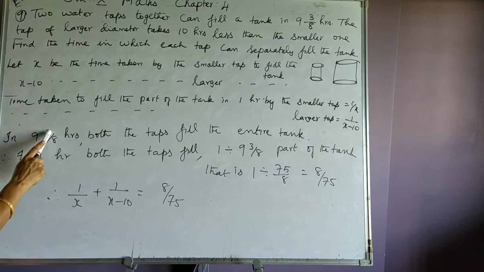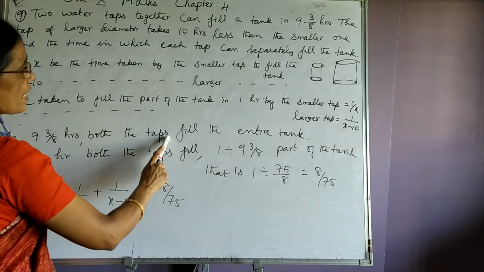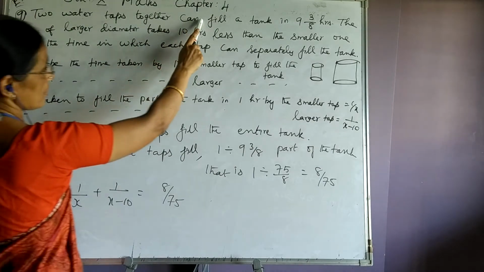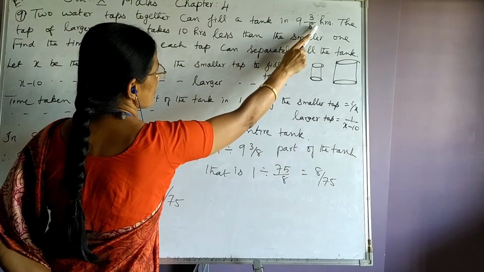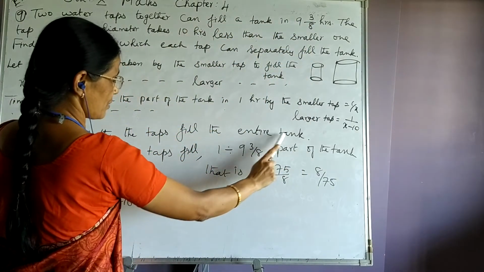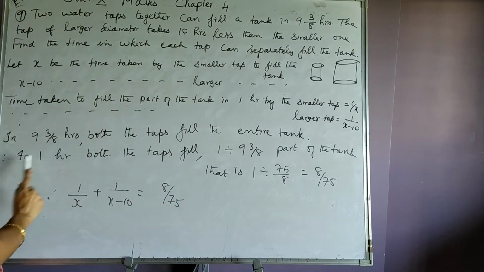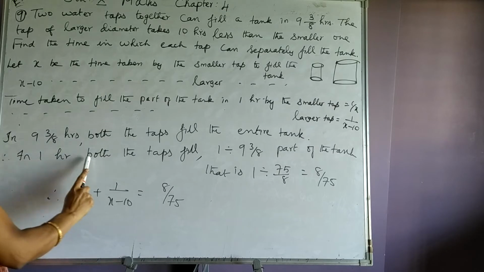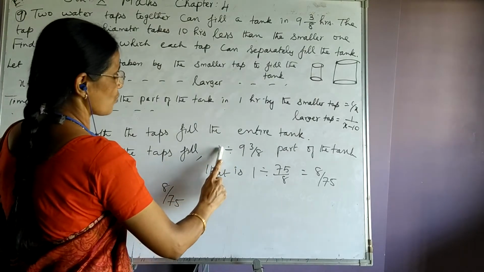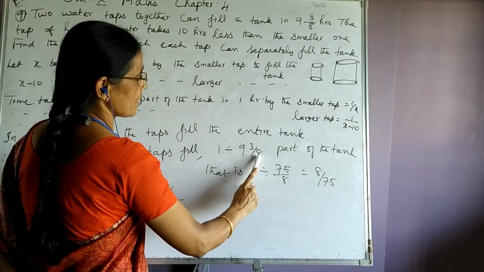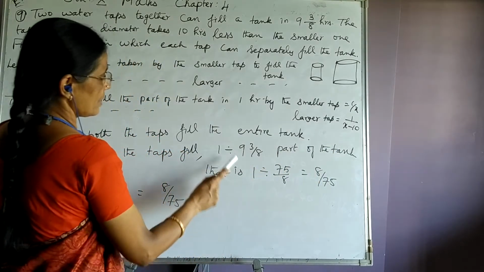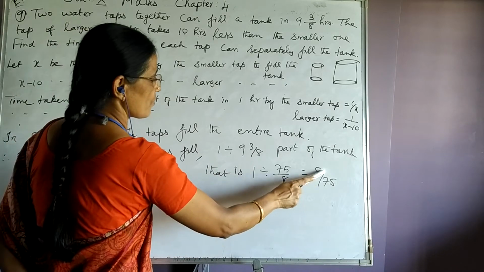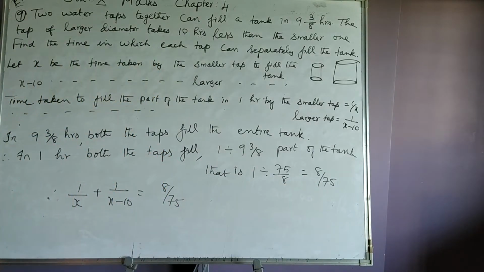So, in 3/8 hours, both the taps fill the entire tank. That is the question given. Both the taps together can fill a tank in 3/8 hours. The same thing is written here. So, if the entire tank is filled in so much time, in 1 hour, what is the part of the tank filled? It is 1 divided by 3/8 part of the tank. Taking the reciprocal and converting this mixed number to improper, we get 8 upon 3.